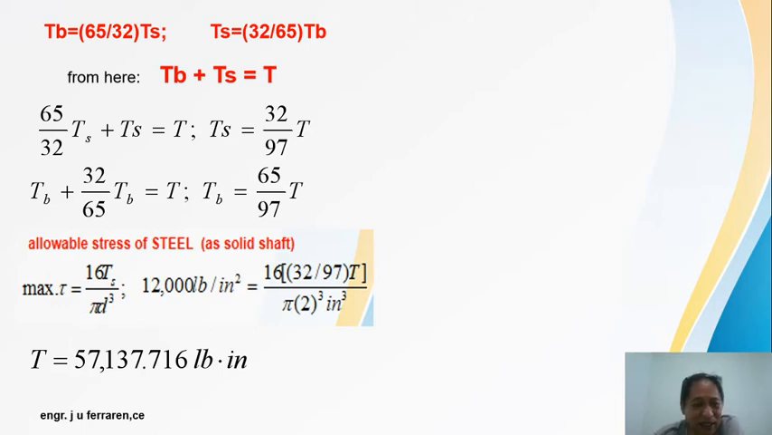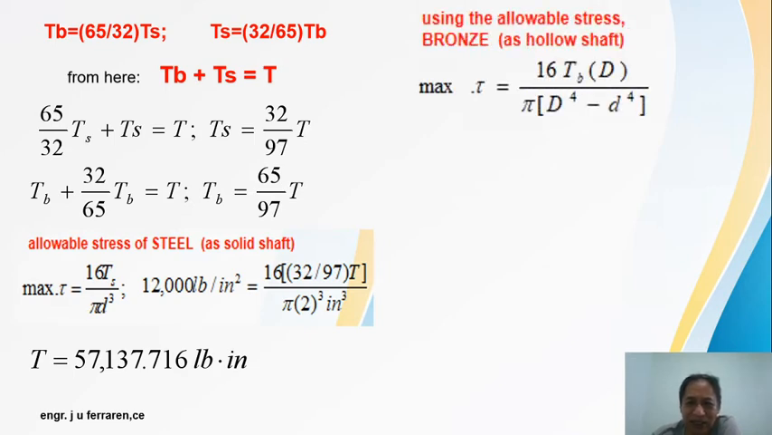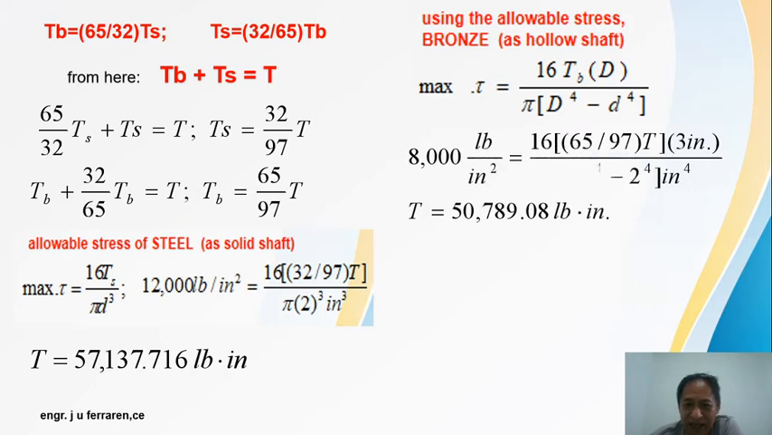Okay. Then, the allowable stress for the bronze. But your bronze is hollow. Okay, that is why the formula for hollow is this. We have the formula, never forget the formula. 16T for bronze, then diameter, then pi, outside diameter to the 4th power, minus D to the 4th power inside diameter. Okay? So, we can now substitute. The allowable for the bronze is, I think, 8? Yes, 8,000 PSI. Okay, so there you have it. Then, 16 TB, and TB is 65 over 97 in terms of T.